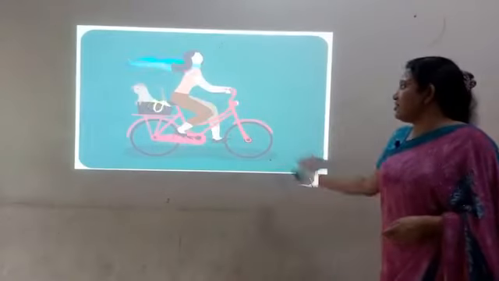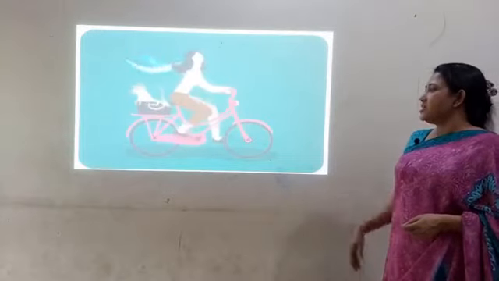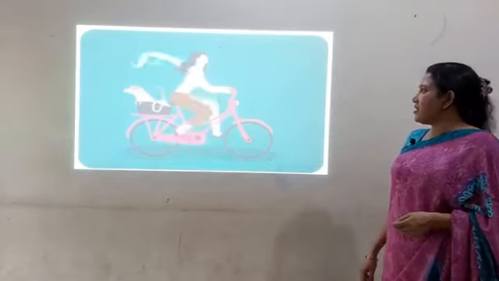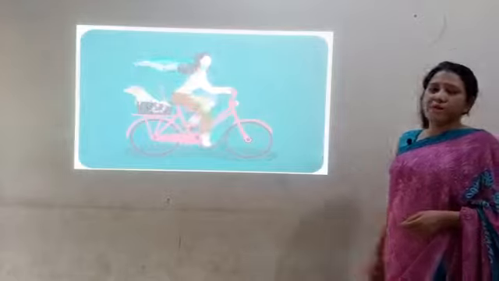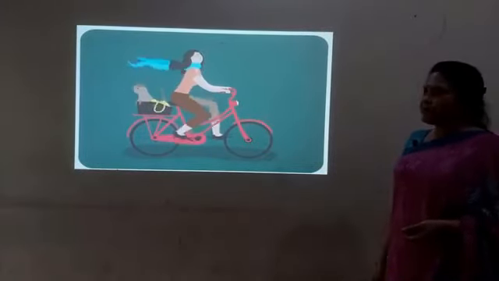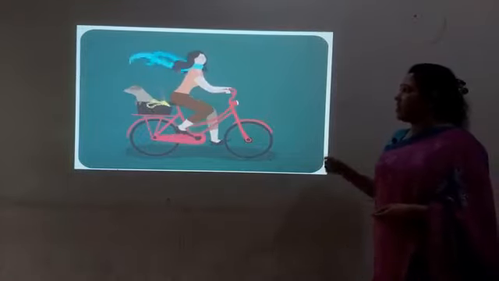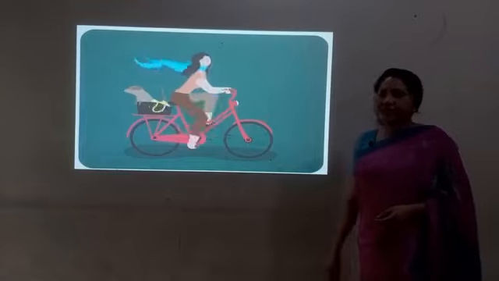Now look at the screen again. What can you see? Here is a girl. She is riding a bike and her hair is moving. But why? Because she is riding the cycle and her hair is moving by the air.